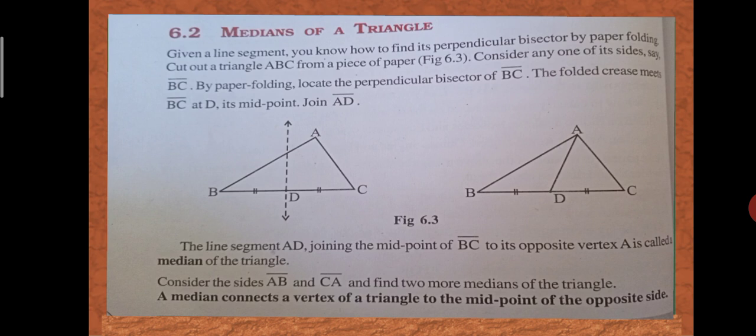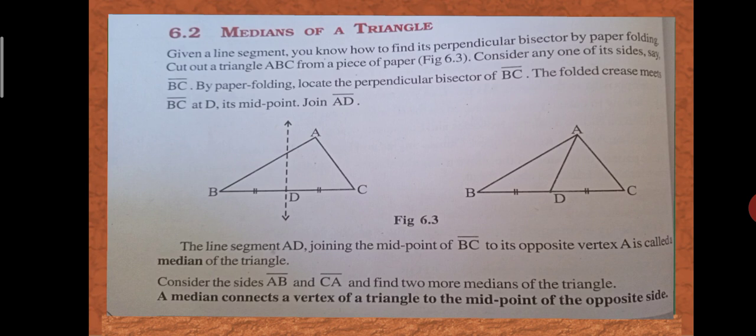Given a line segment, you know how to find its perpendicular bisector by paper folding. Cut out a triangle ABC from a piece of paper, as shown in figure 6.3. Consider any one of its sides, say BC. By paper folding, locate the perpendicular bisector of BC. The folded crease meets BC at D. So D is its midpoint, and then join AD.